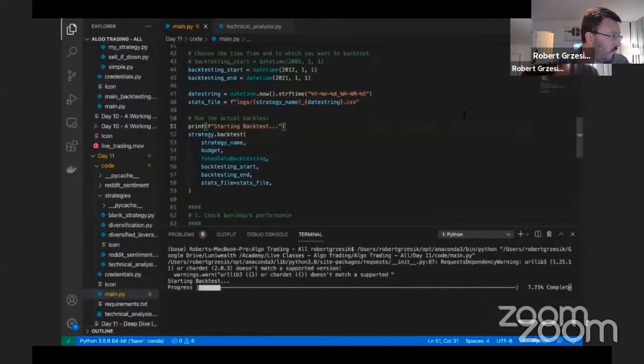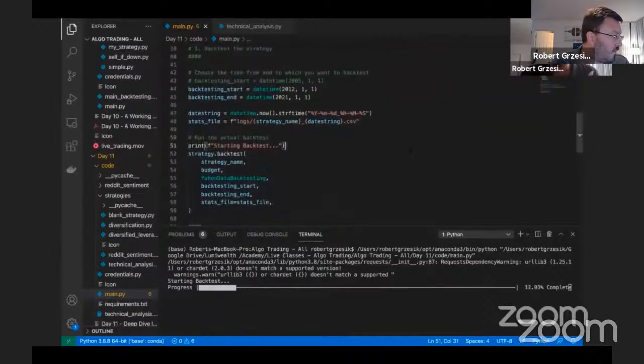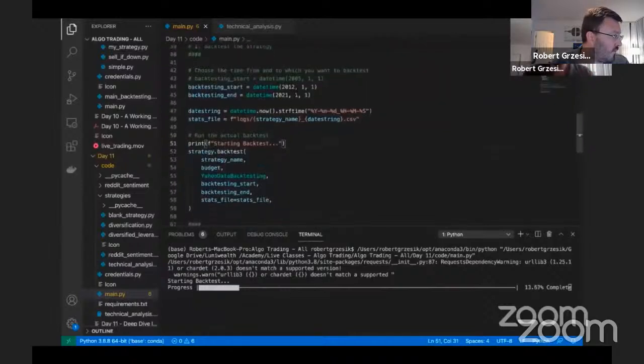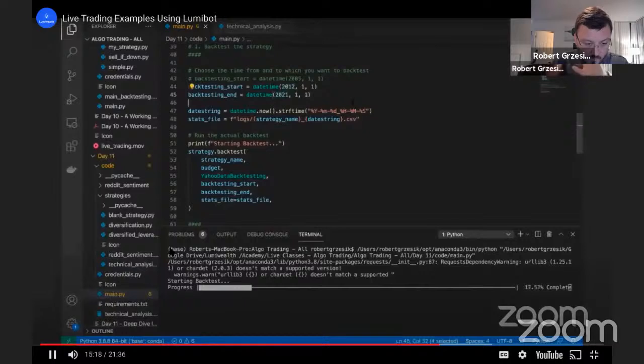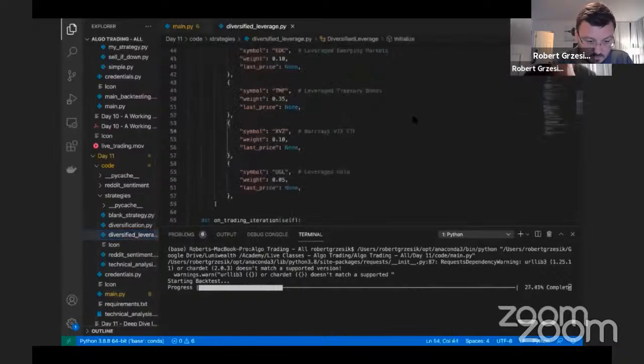What I'm doing right now is I'm running a back test, okay? So there's a back test for a strategy that we call diversified leverage. Basically, we're going from 2012, because some of these ticker symbols didn't exist until 2012. From 2012 until 2021, so 9 years, and we're seeing how our strategy would have done over the past 9 years. What kind of results would we have gotten? So the strategy in particular that we're doing is called the diversified leverage strategy.